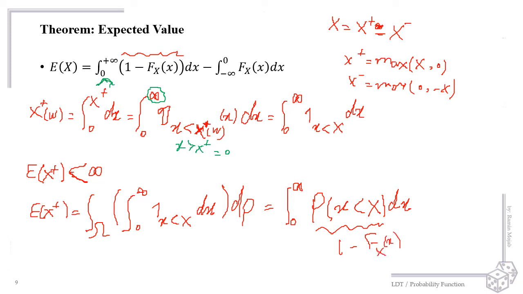We can follow the same procedure and prove a similar formula for the expected value of X minus, for the second part of this equality.